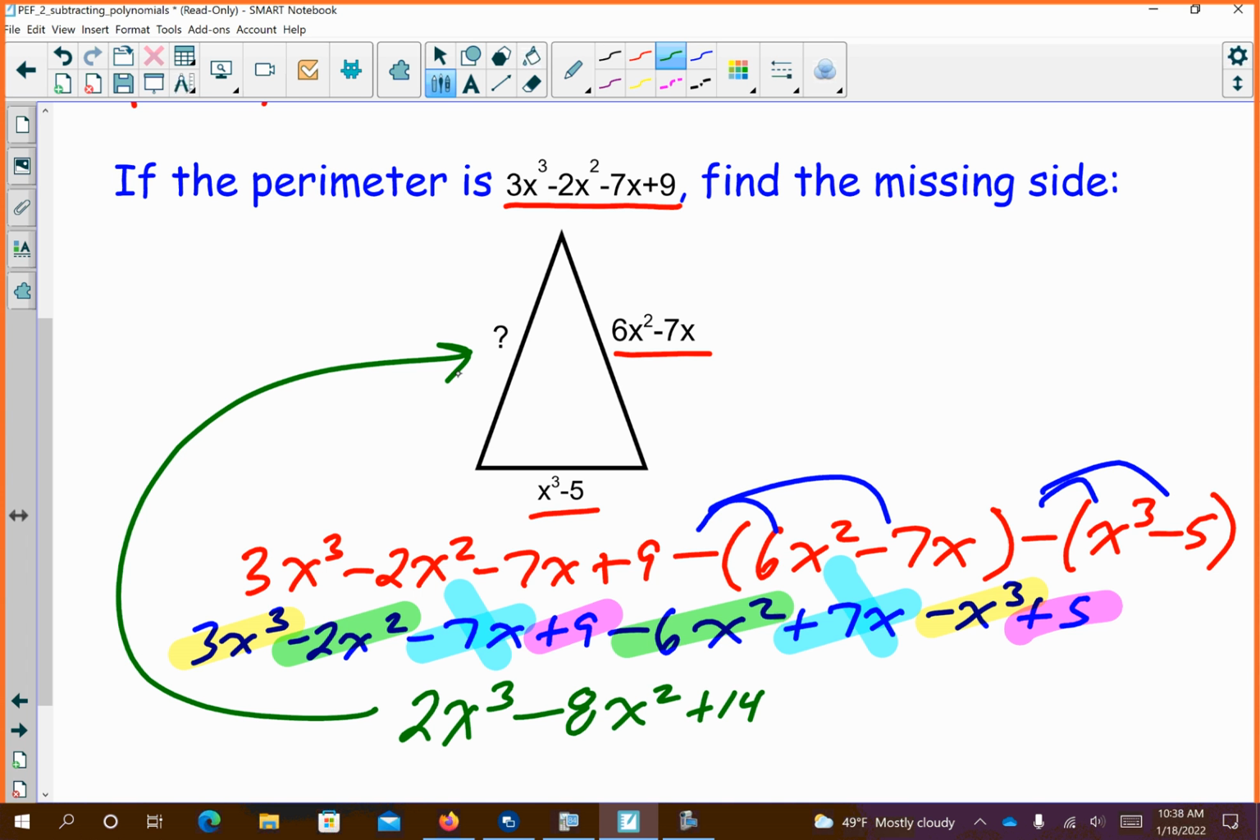Okay, if I added the 2x to the third minus 8x squared plus 14, added to x to the third minus 5x, added 6x squared to negative 7x, I would wind up with the original perimeter of 3x to the third minus 2x squared minus 7x plus 9. That's it. That's all the notes. We're done?